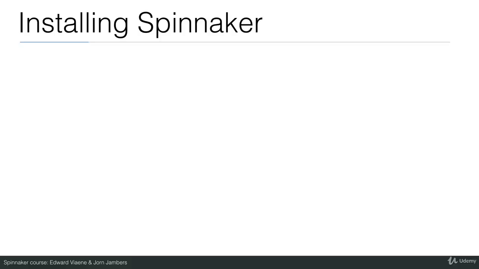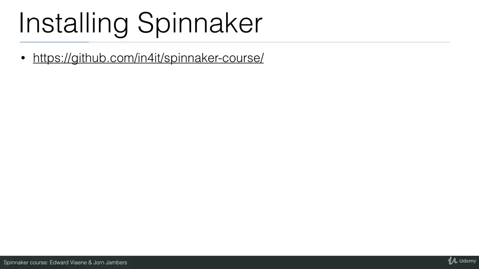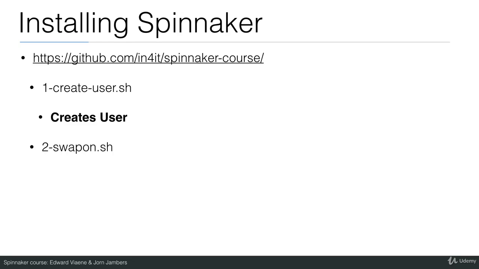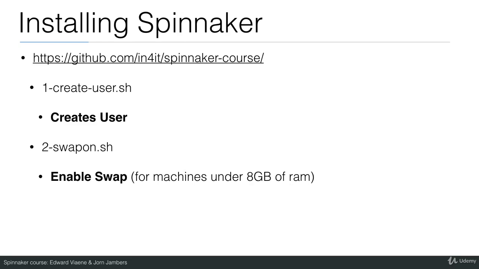Now I'll be going over the scripts used in the labs. So when you go to our GitHub page, you can find everything related to this course. In this repository, you will find a lot of scripts. These scripts are prefixed with a number, so you won't be confused in the order in which you should execute them. The first one, create user script, obviously creates the user. The second one is the swap on script. This is needed for machines under 8 GB of RAM, so you need to enable swap.